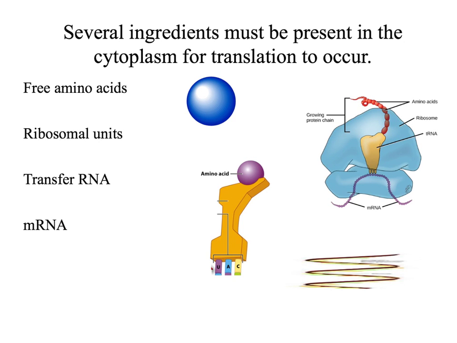Before this process gets started, we have to look at the ingredients needed for translation to occur. The first thing we have to have are free amino acids. Remember, these are the monomers or building blocks of proteins. Without them, we can't build a protein. The second thing we need are ribosomal subunits. Remember from Chapter 3 that ribosomes are the factories where proteins are built. Ribosomes are made of two subunits, the large subunit on top and the small subunit on the bottom.